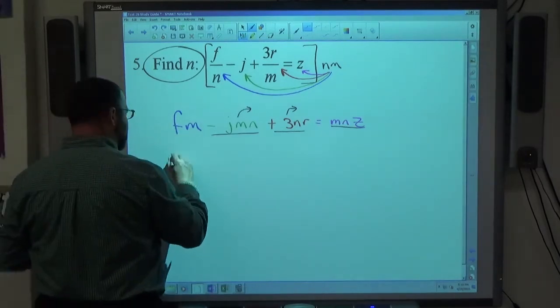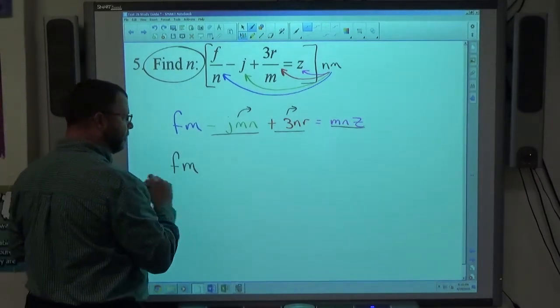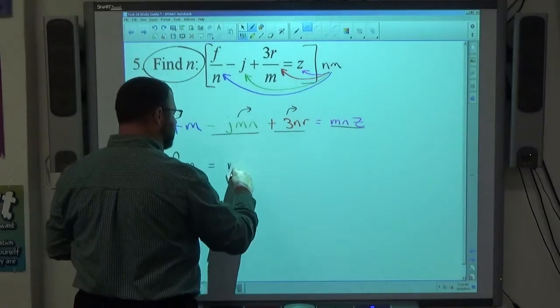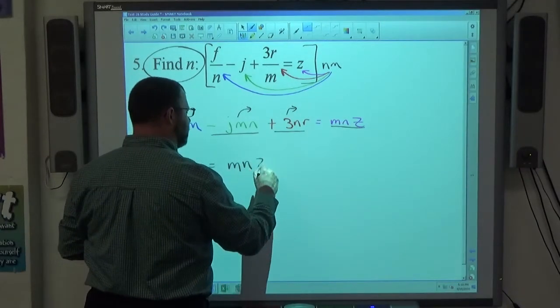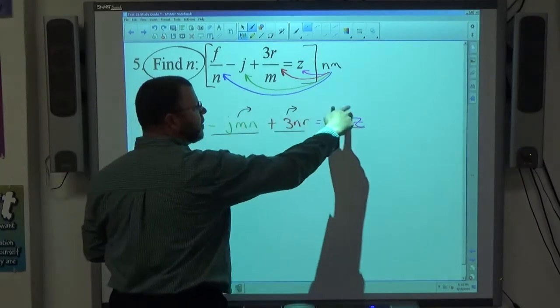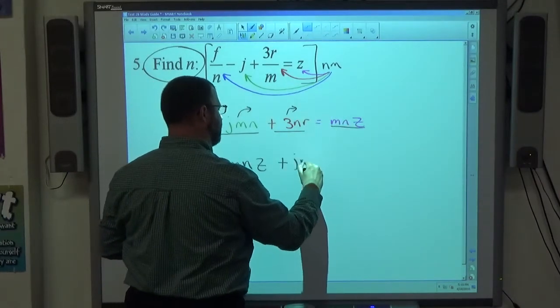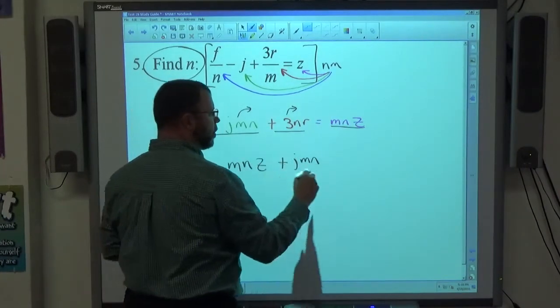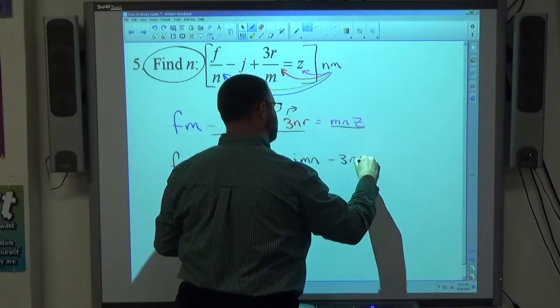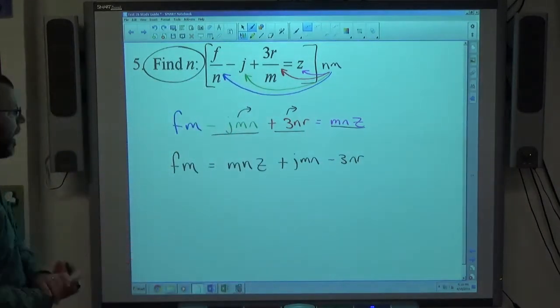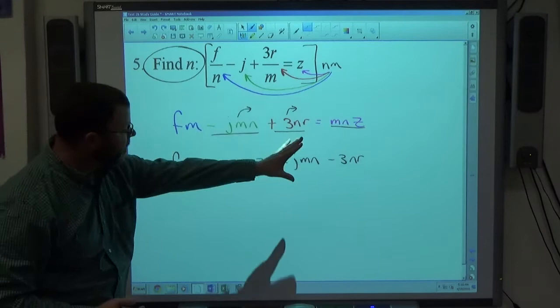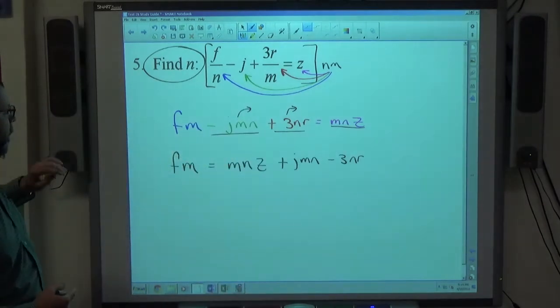So fm staying on the left-hand side stays positive. mnz stays on the right-hand side, stays positive. jmn moves across the equal sign, becomes negative. 3nr moves across, becomes negative. So now we have everything containing n on the right-hand side, everything not containing n on the left-hand side.